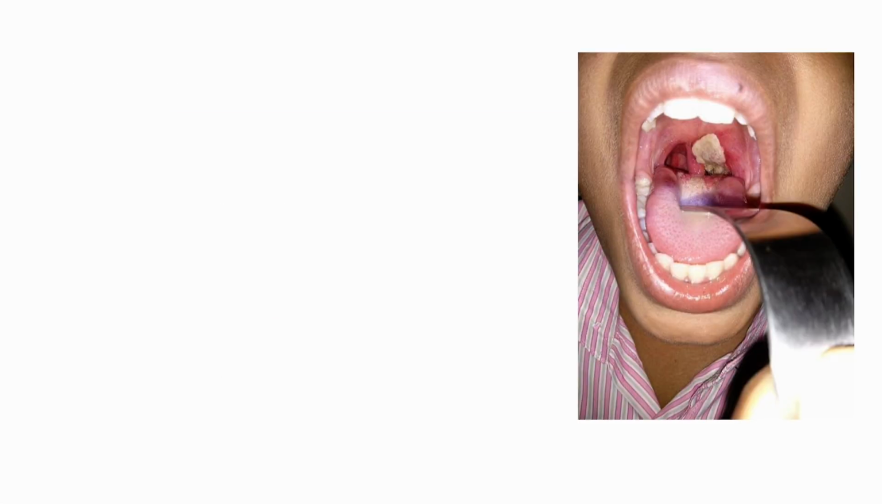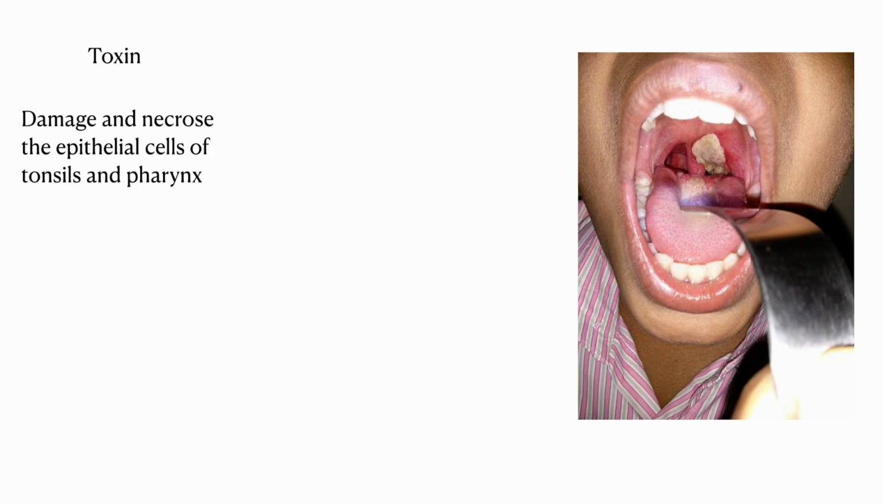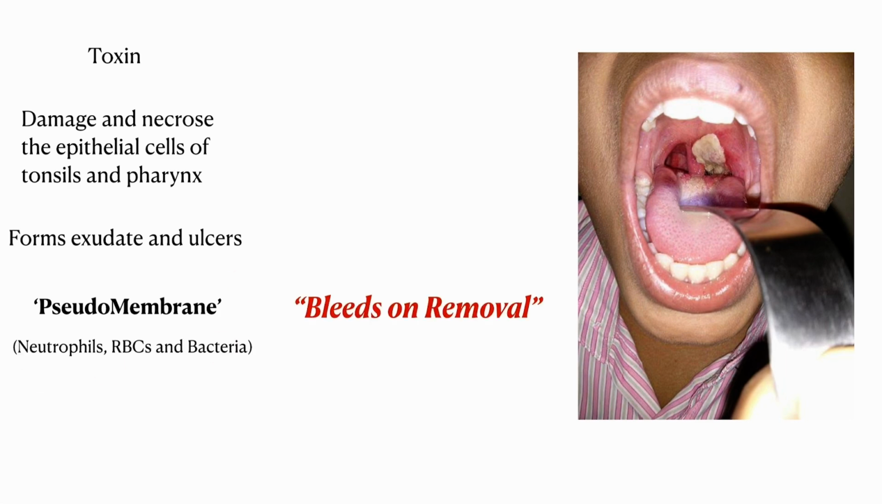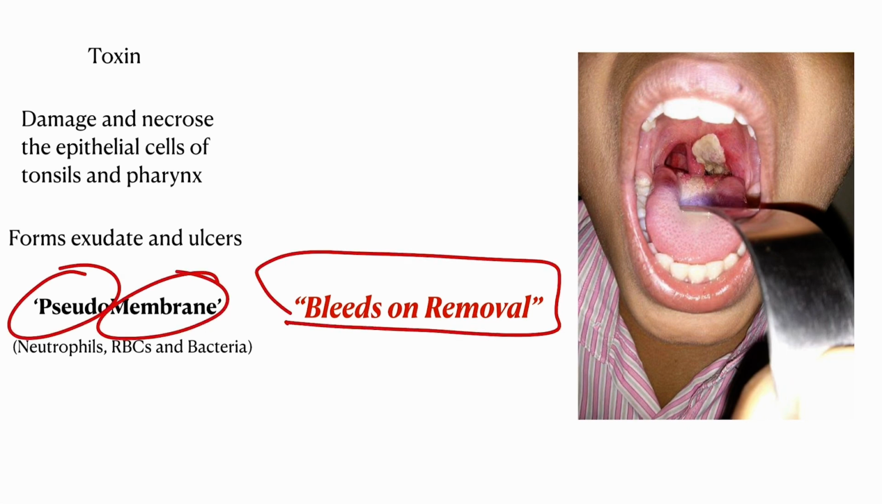Next, let's see the proper pathogenesis, how this toxin causes the production of this respiratory diphtheria manifestation, right? So this toxin damages and necroses the epithelial cells of the tonsils and pharynx and forms exudate and ulcer. And these ulcers are surrounded by a dirty whitish layer of pseudomembrane. This dirty whitish layer over the tonsil and the pharynx is known as pseudomembrane because it bleeds on removal. If we try to remove it, it will not come off easily, and it will bleed on removal, right?